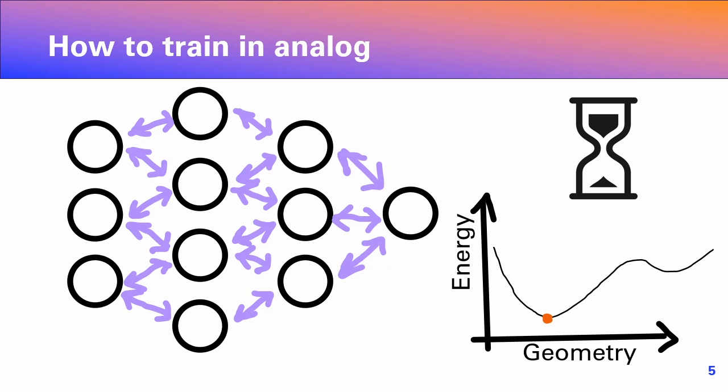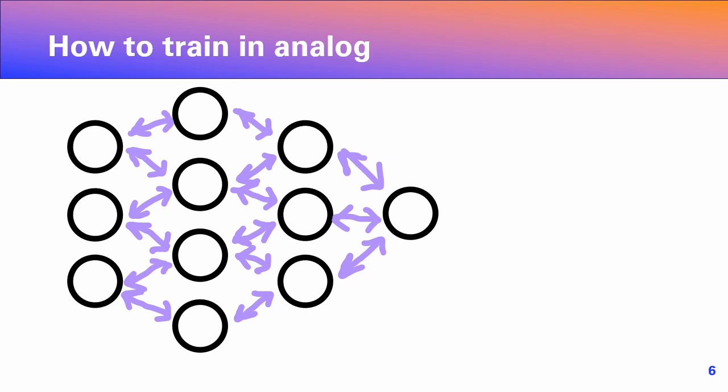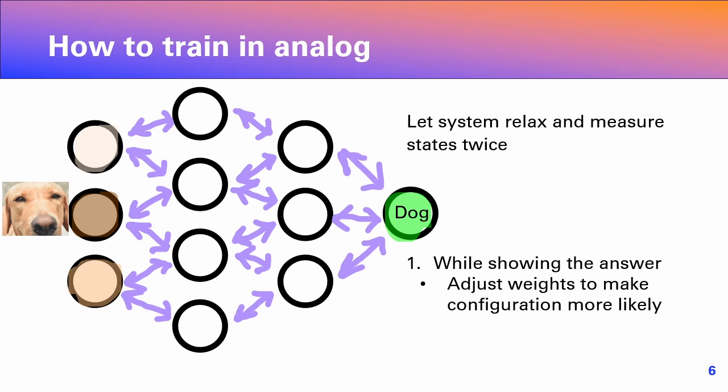And you can choose your hardware such that this is something that happens spontaneously in very short time. One way to train such a recurrently connected network is to infer the states of the network twice, subject to different boundary conditions. That means first we would inject some data into the network, for instance a picture of a dog, while also telling the output neuron that this is a dog. And then we would let the white neurons relax to equilibrium, and once we're at equilibrium we would adjust the weights in order to make this configuration of neuron states more likely in the future.